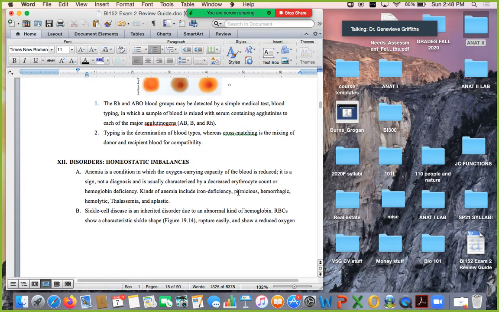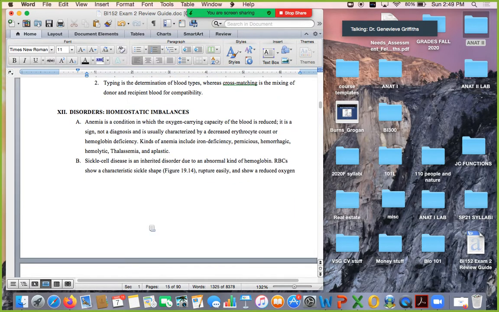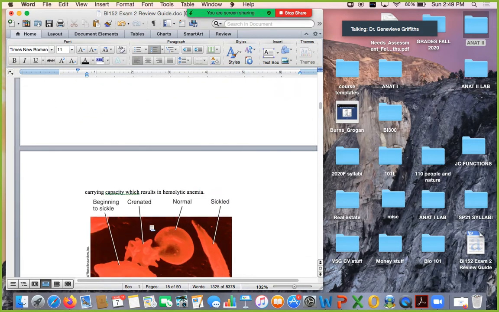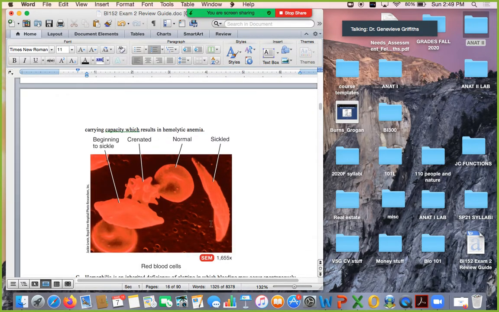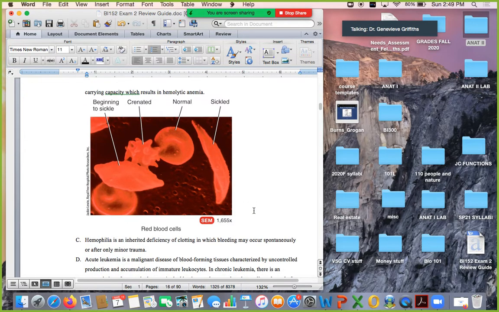But then there's other types of anemia as well, like thalassemia, which is a genetic disorder, etc. And we also talked about sickle cell disease, when we have an abnormal type of hemoglobin that causes a sickle shape of the red blood cells, which reduces their capacity for carrying oxygen.